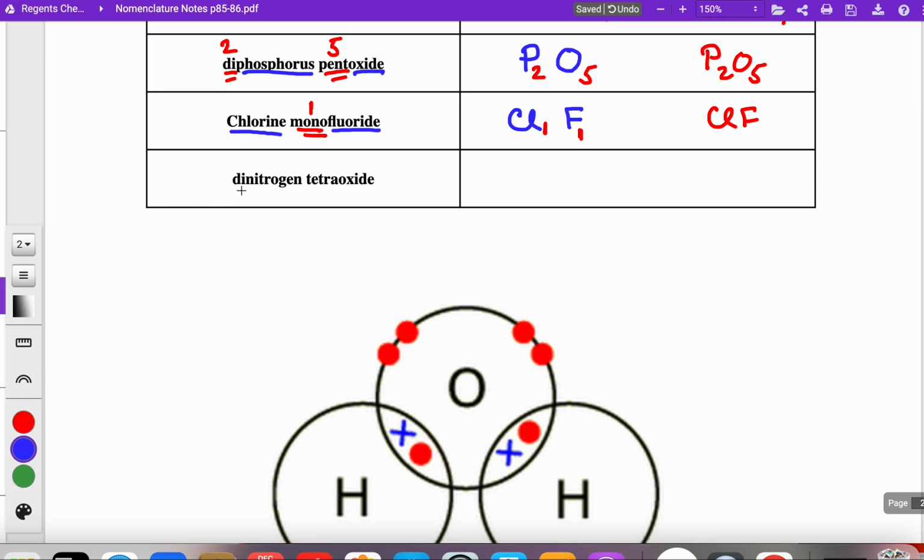Last example here, we have dinitrogen tetraoxide. So I see nitrogen uses the symbol N. I see oxide, which refers to the element oxygen, which uses an O. In front of the nitrogen, I see the prefix di, which means 2, so nitrogen uses a subscript of 2. In front of oxygen, I see tetra, which means 4, so that is its subscript. And so the final answer is N2O4. Moleculars do not have to be empirical in nature.